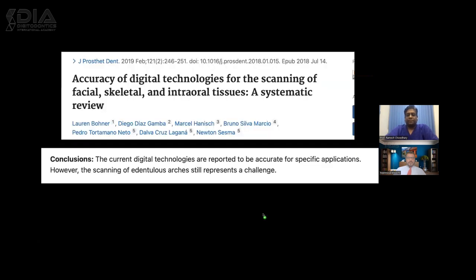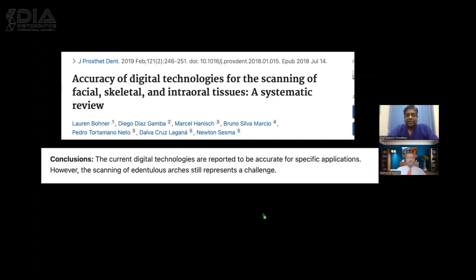But then later on, we started seeing some literature which said that the current digital techniques are reported to be accurate for specific applications. However, the scanning of edentulous arches still represents a challenge. This was quite the same with us. We were finding it very difficult to get the fold recorded easily around the scan bodies, and even the distance or the positions of the scan bodies were getting interchanged. Even when the printed model came to us, the positions of the hexes used to change. So this was a challenge for us, and we still find it difficult.